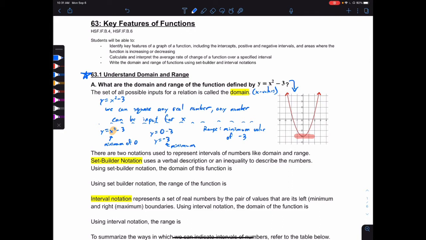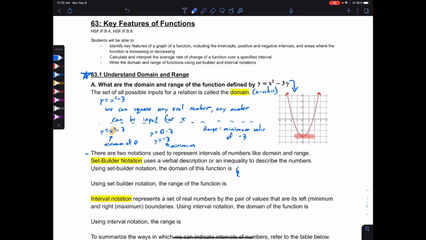And now we want to look at how we can represent that, because clearly it's not very clearly stated. So we want to find a better way to show this information. Here it says there are two notations used to represent intervals of numbers like domain and range. We have set builder notation, which uses a verbal description or an inequality to describe the numbers. And in this case, using set builder notation, the domain of the function is, so I'm going to write it out and then we'll talk about it.